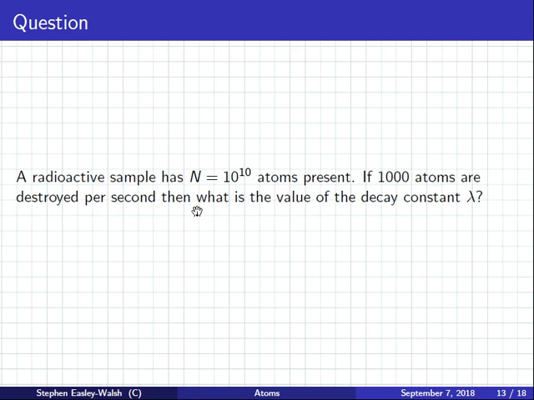Let me give you this one to try. You have 10 to the 10 atoms. 1,000 atoms are destroyed per second. What is the lambda? Using your formula, tell me what the lambda is. Try and work this out.